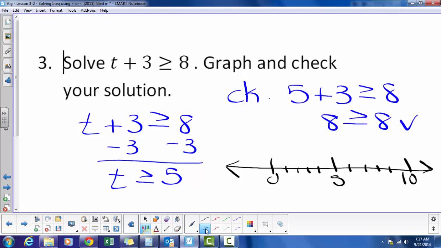Okay. So my solution, T is greater than or equal to 5. Open circle or closed circle? Yeah, it's going to be a closed circle. Closed circle on the 5. And then again, I'm going to shade in the direction my inequality points. Shade to the right.